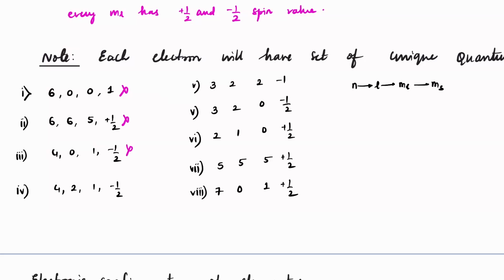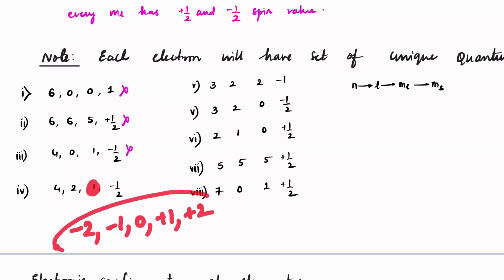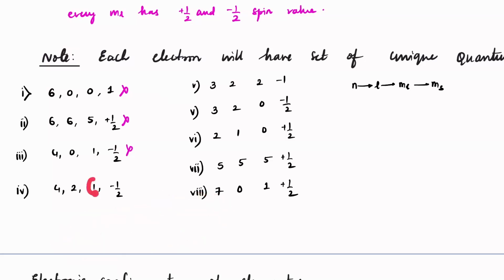Fourth one, when n is equal to 4, then L will be equal to 2. That is okay. And M can also be equal to 1, because ML values change from -2, -1, 0, +1 and +2. These are all the possible values. So of course here we have it. So that means this is a correct set.